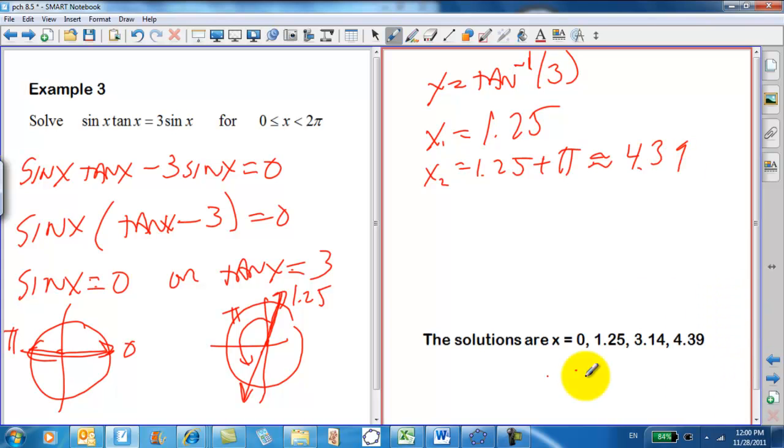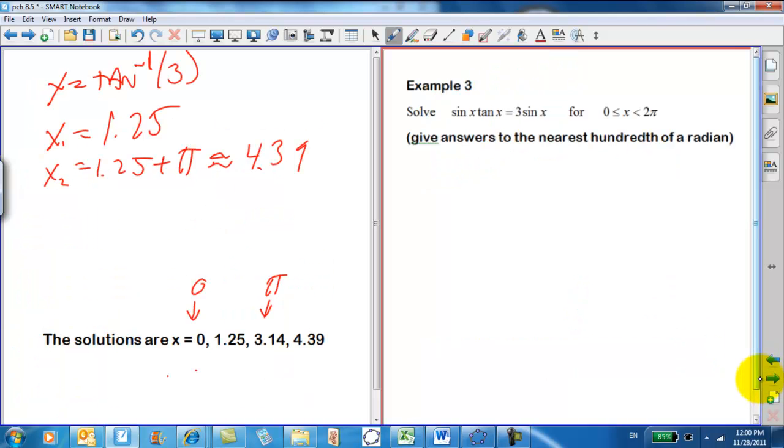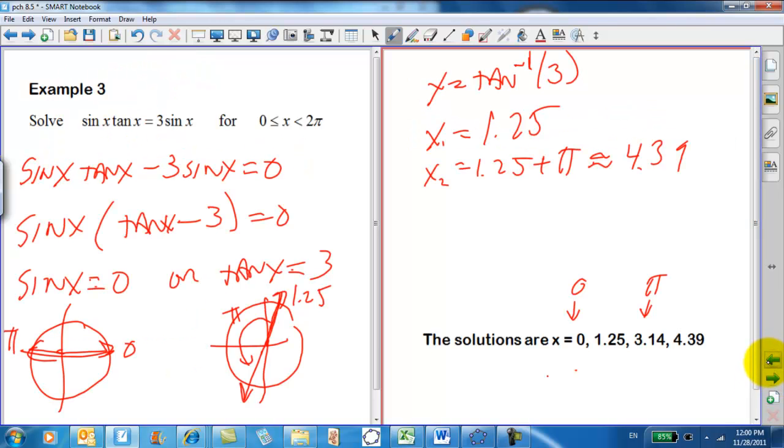So there are four answers: 0 and pi, which we got exactly over here, but then these we had to calculate, 1.25 and 4.39. So 4 answers on that one. Now example 3. And we just did example 3.